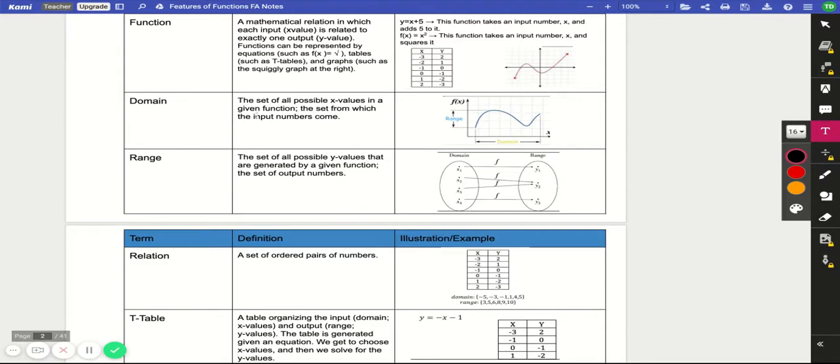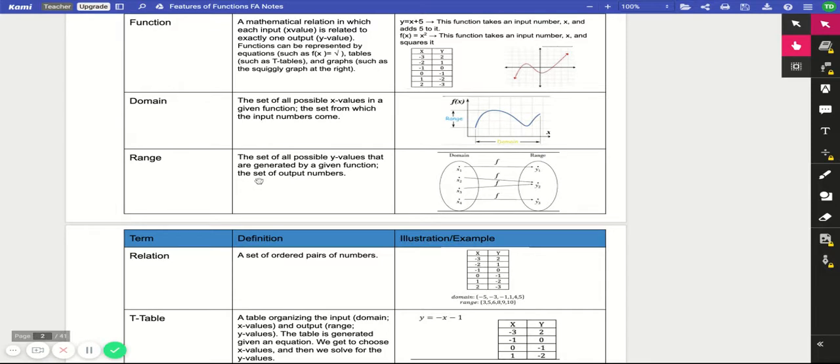The next term is domain. The set of all possible x values in a given function, the set from which the input numbers come. So on this graph, all of the domain, our x values, go from the start of the graph all the way to the end of the graph.